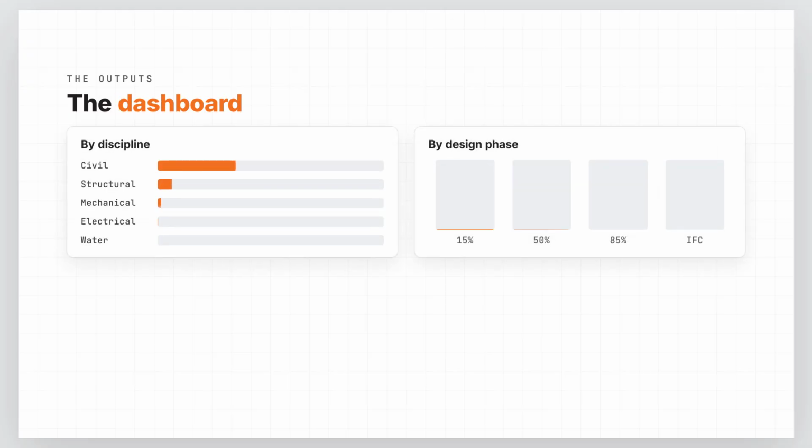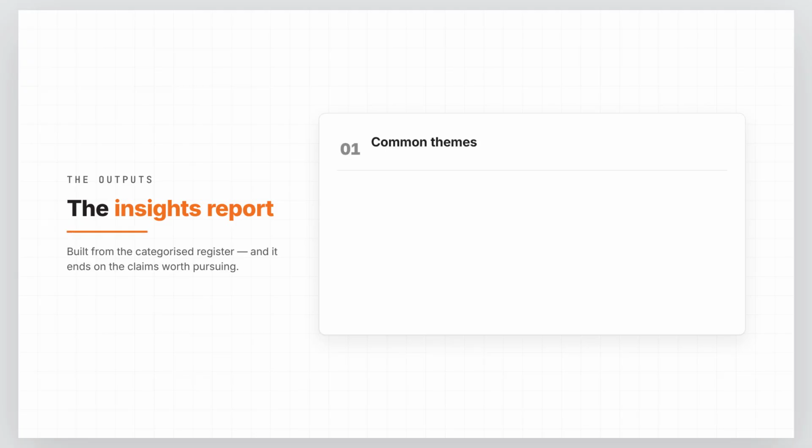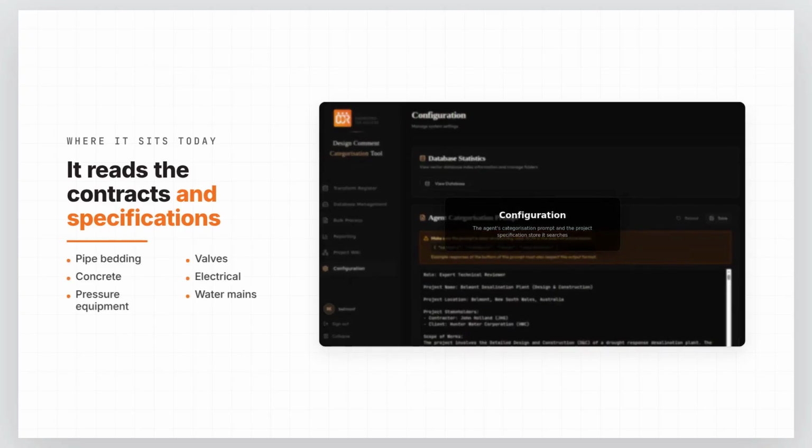Some of the outputs include a dashboard where you can see the categories and the other metrics, the distributions by discipline and by design phase, plus the full categorized register, and an insights report: the common themes like drainage, the biggest recurring theme on one project at 38 NCRs, the trends across review gates, like major NCRs peaking at 42 at the 85% gate, then dropping to 0 at IFC, relabeled, not resolved, fault attribution, and the claims worth pursuing. Where the tool sits today is fairly impressive.